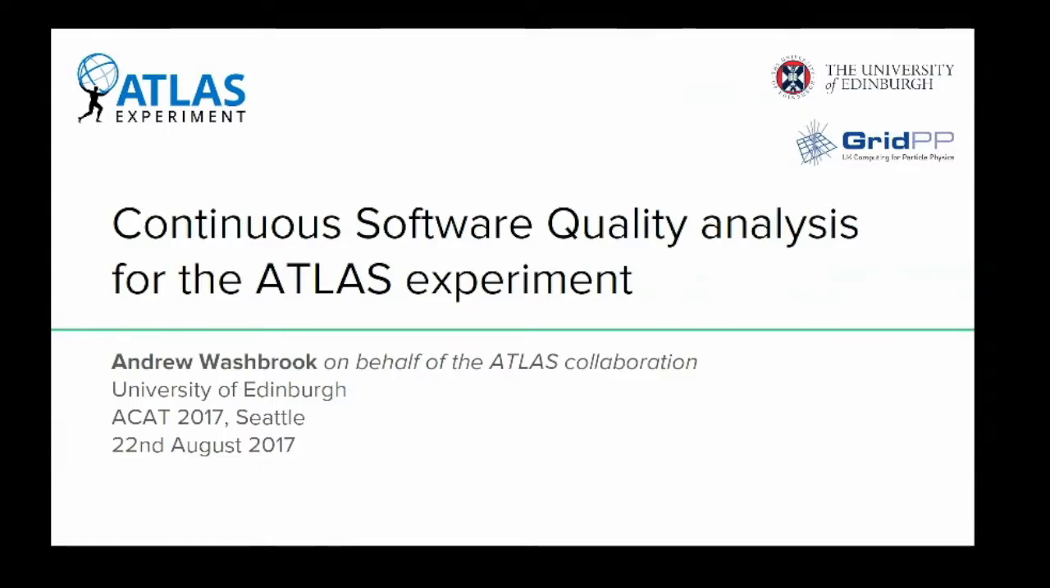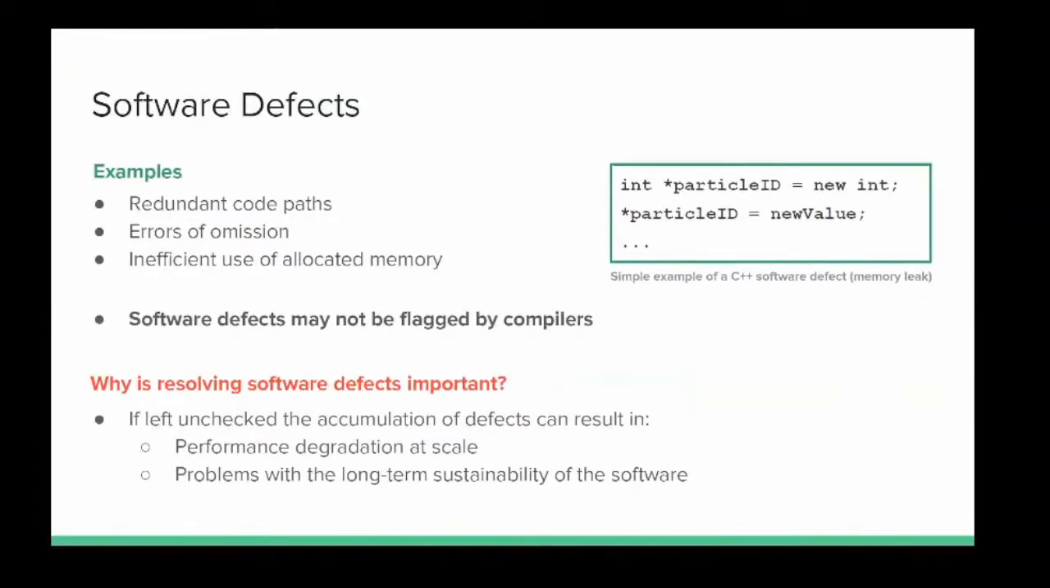Good afternoon. So I'll be talking about continuous software quality analysis on Atlas. To start with, just a definition. To do any kind of software quality analysis on a large code base, you usually use software defects as a kind of unit of measure. I've just highlighted a few examples here.